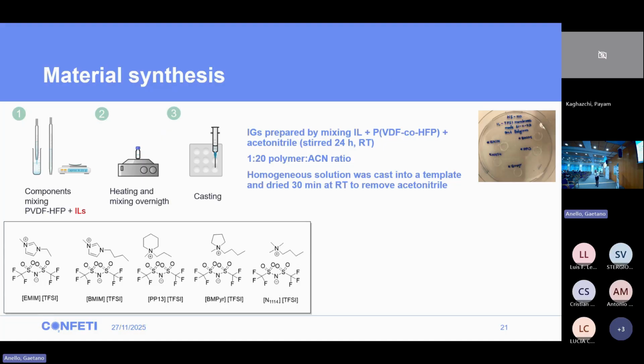The ionic liquids that were selected were 5 types. The first 2 types were imidazolium-based ionic liquids, and the others were different types. The target of those gels was to capture CO2, but also to electrochemically reduce it.